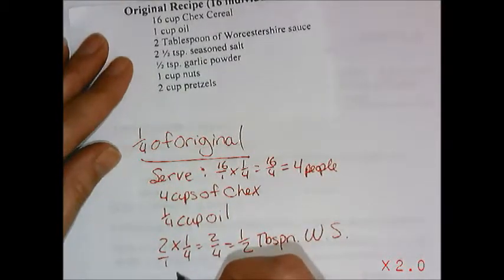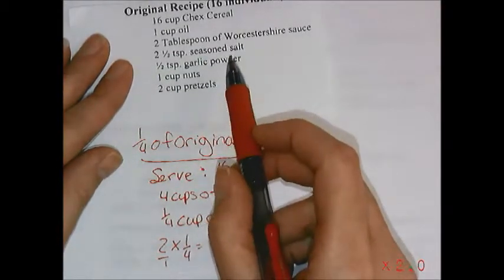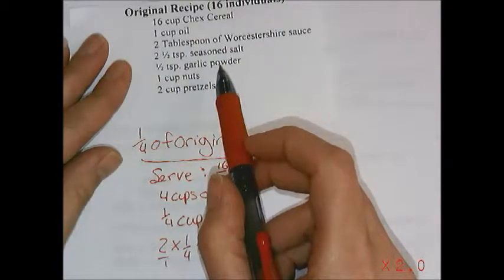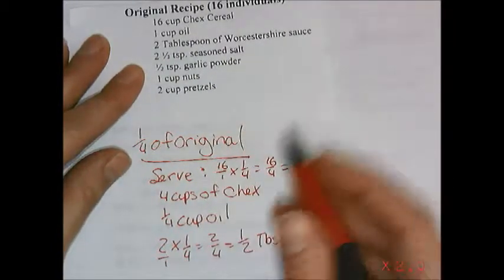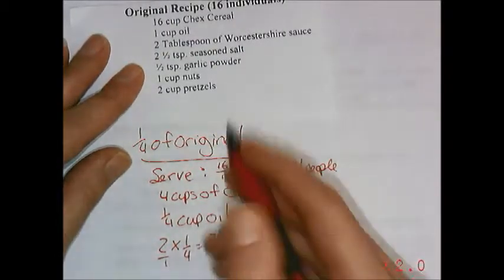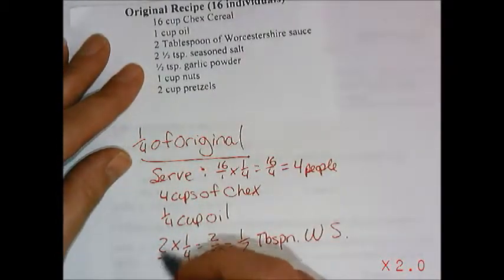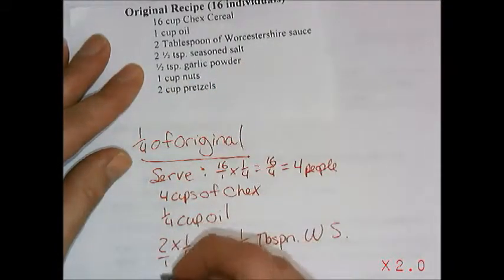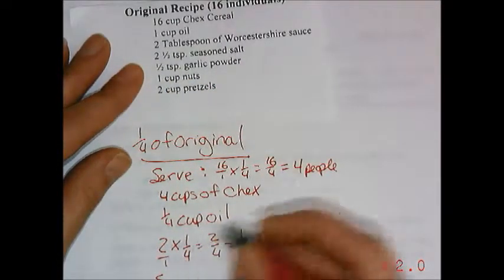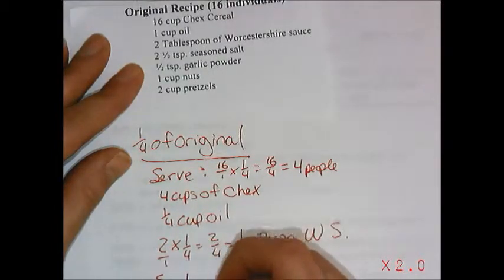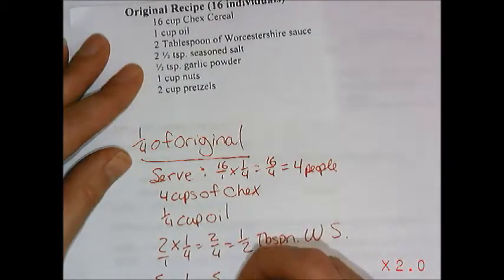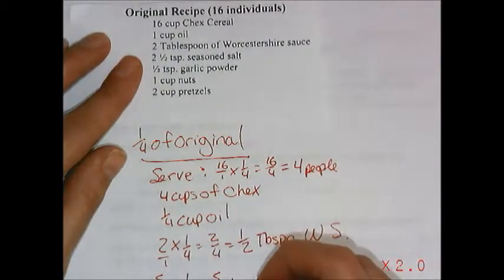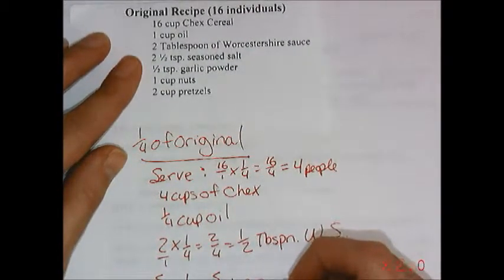Okay, and seasoned salt. We have 2½ teaspoons of seasoned salt. And so I'm going to take 2½ and change it to an improper fraction by multiplying the bottom times the big number plus the top. That gives me 5/2 times a fourth is 5/8. 5/8 teaspoon of salt.